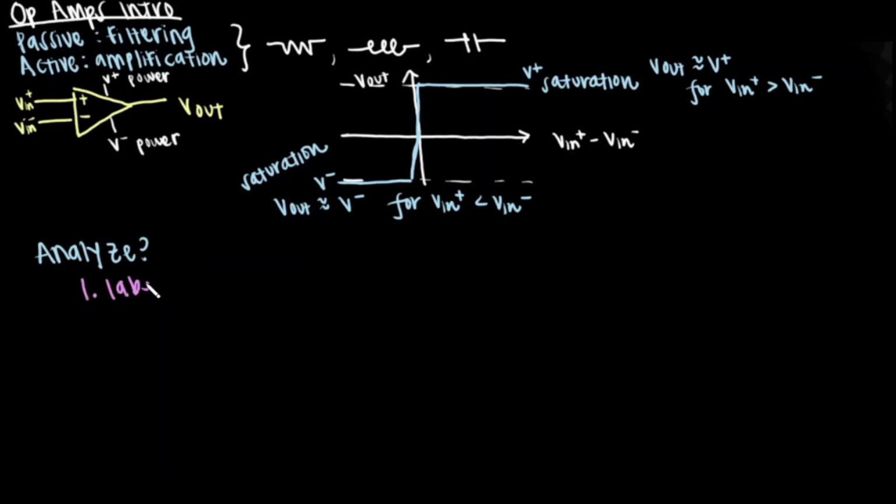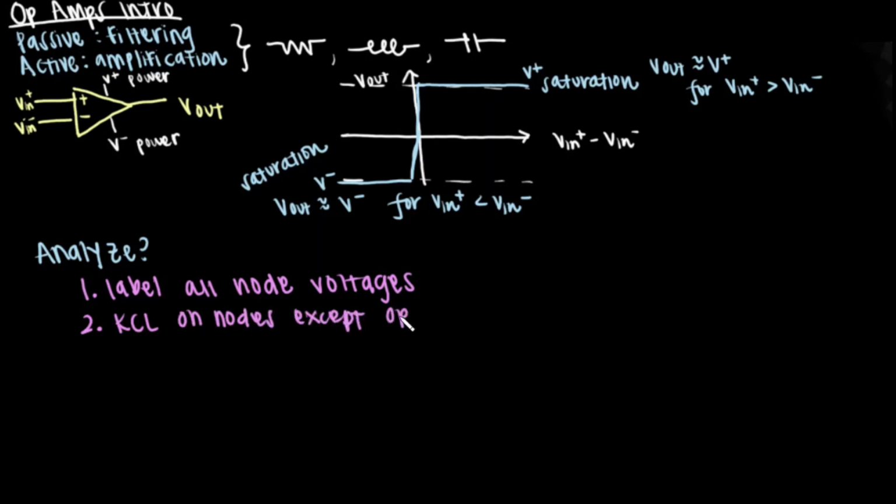To analyze these circuits, first label any unknown node voltages, then apply KCL on all nodes except the op-amp outputs. Add the equation that Vn plus and Vn minus, the input voltages for each op-amp, are equal, then solve. You should have equal equations to unknowns.